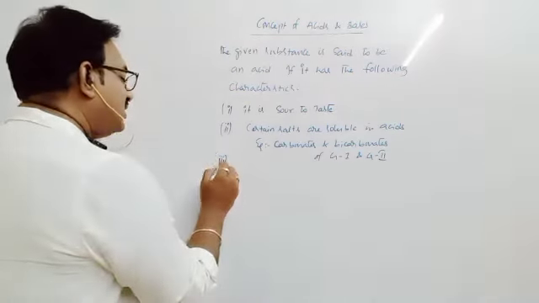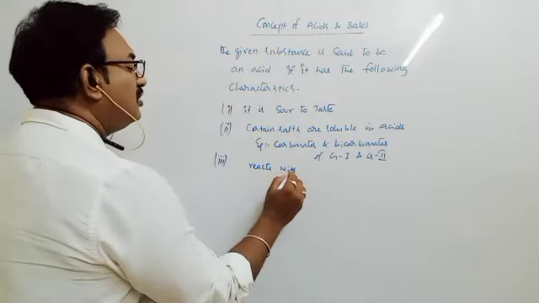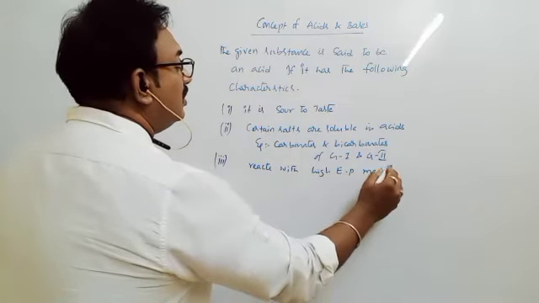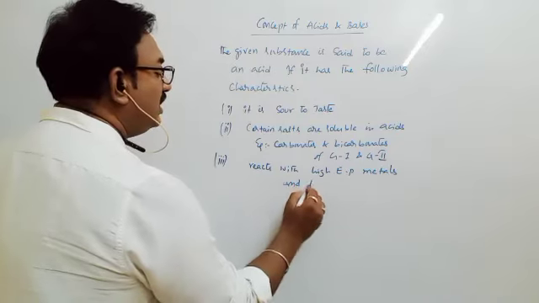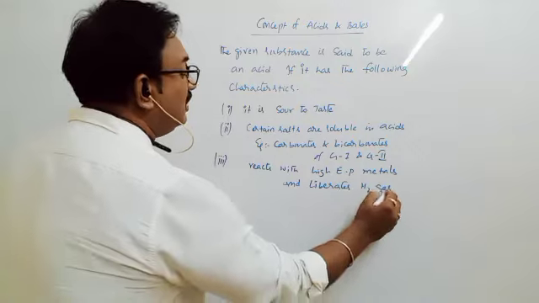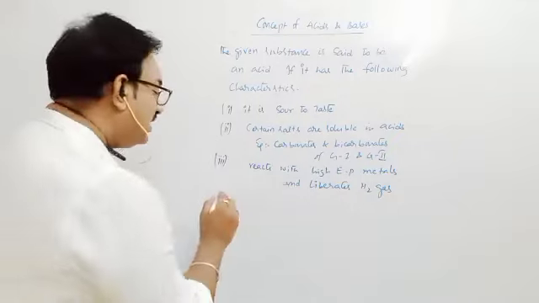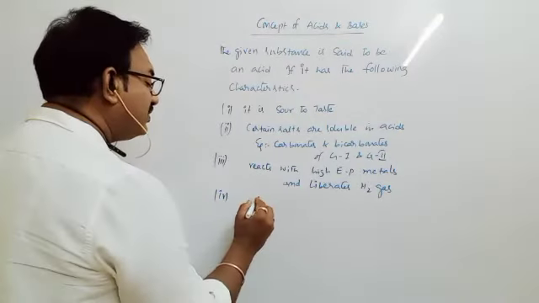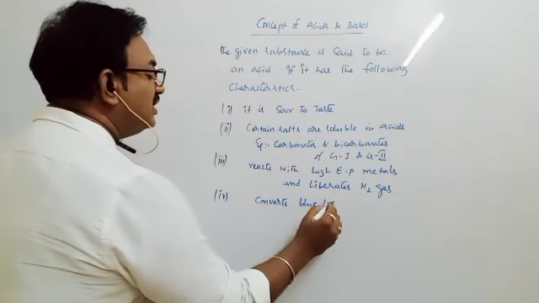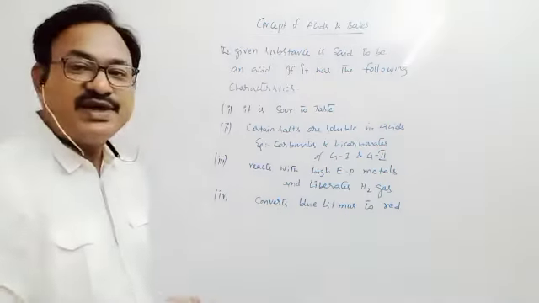The third point: acids react with highly electropositive metals and liberate hydrogen gas. And the fourth point: acids can convert blue litmus to red litmus.